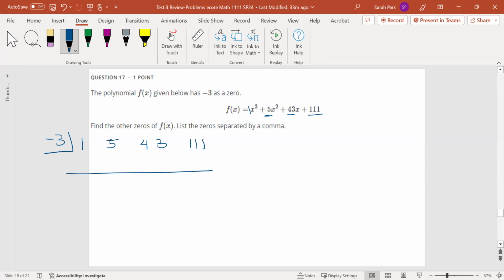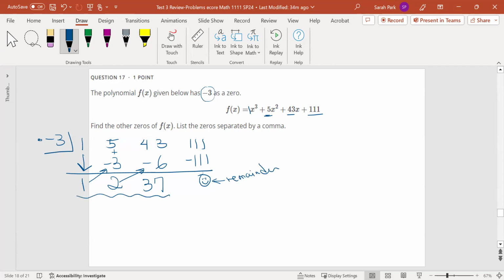Then for the synthetic division, you bring down the first number, 1, and you multiply that 1 by -3. And 1 times -3 is -3. We add these: 5 minus 3 is 2. You multiply 2 times -3 again, and we get -6. 43 minus 6 is 37. 37 times -3 is -111. And you get a 0. That shouldn't be a surprise because we already know -3 is a zero, and this is the remainder. You're always going to get a remainder of 0.